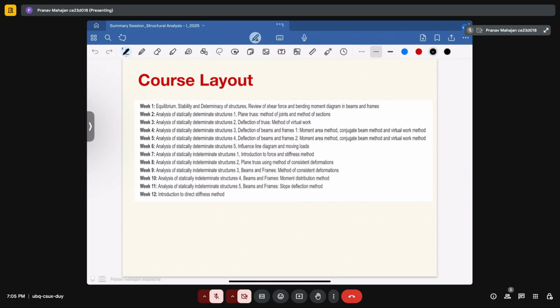After that, we moved to the influence line diagram. In what cases is the influence line diagram used? When you have moving loads traversing over a structure, moving from one place to another, and you want to find where you experience the maximum bending moment, maximum shear force, or reaction at different supports. Under that situation, you apply the influence line diagram, wherein we use the Muller-Breslau principle, and using that we analyze the structure based upon the moving load.